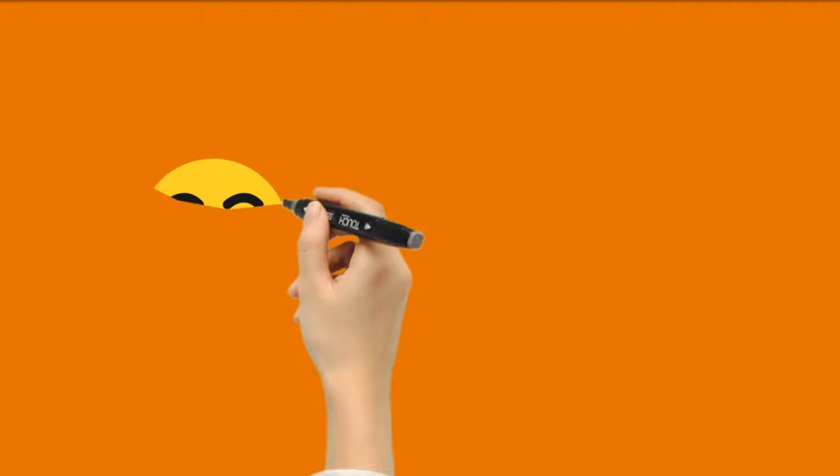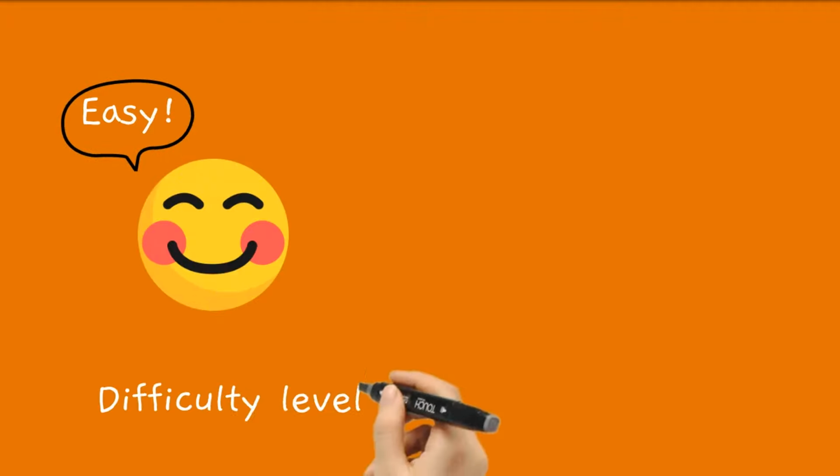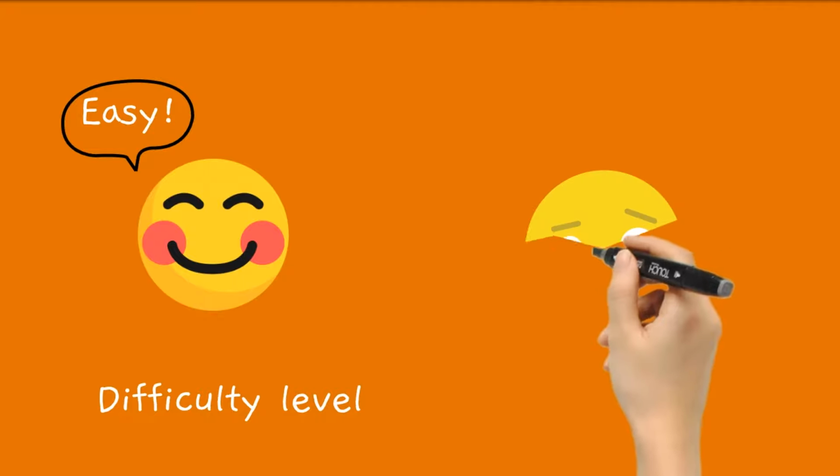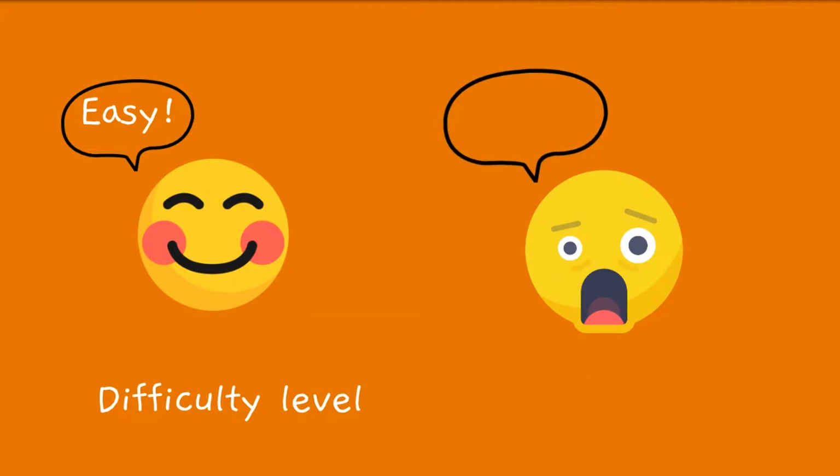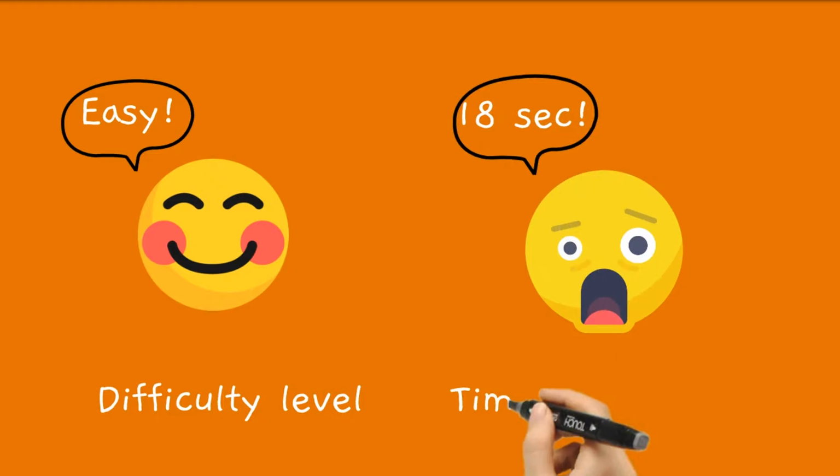As you know, CCAT is all about time management. Questions would be simple to moderate level. While reading a question, you won't feel it hard, but on an average, you will get only 18 seconds to answer a question.